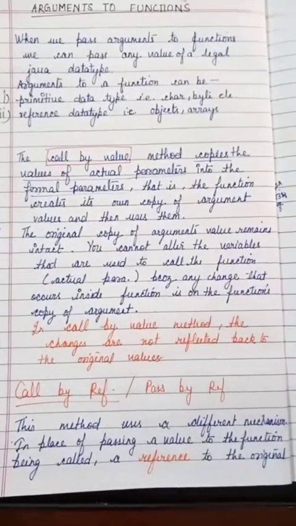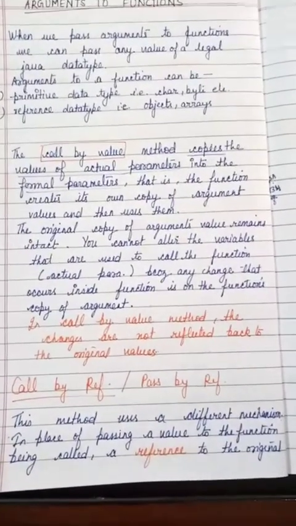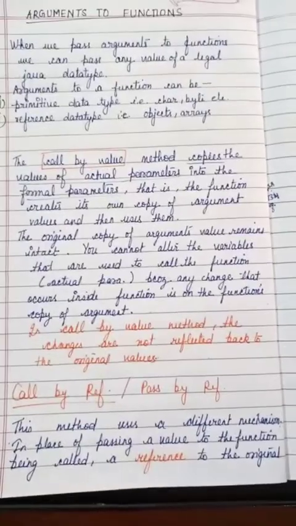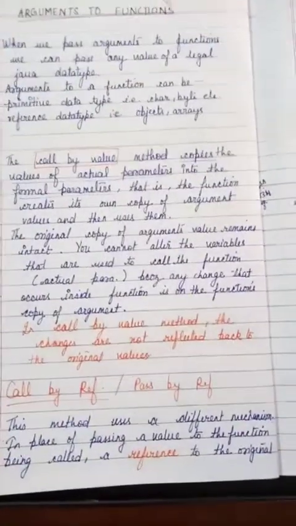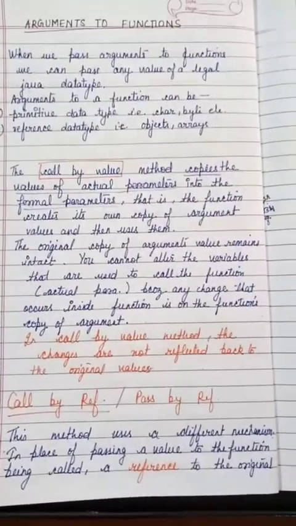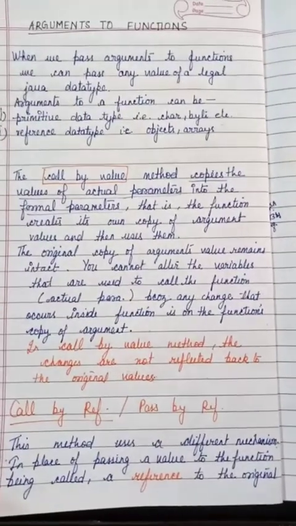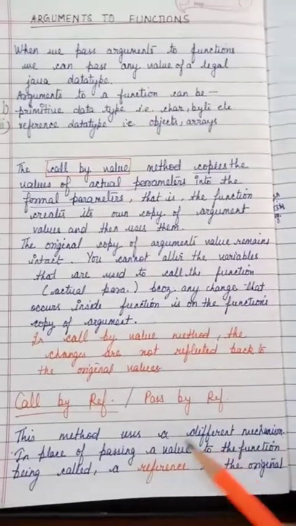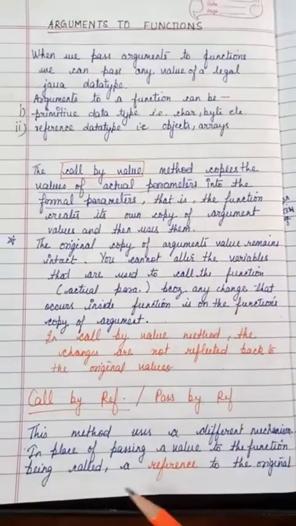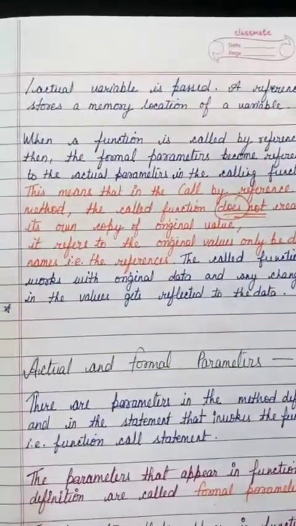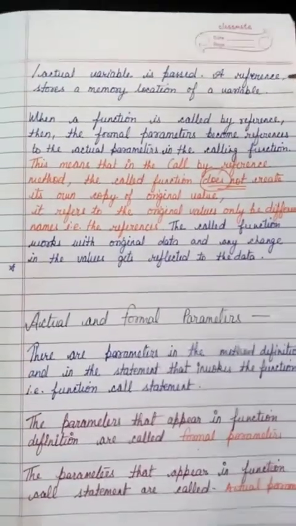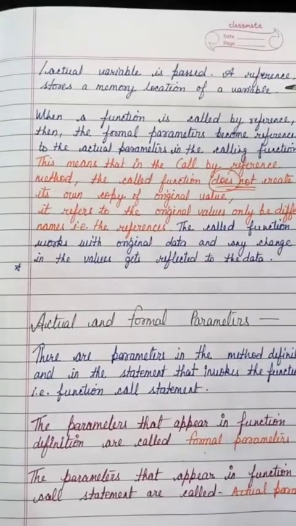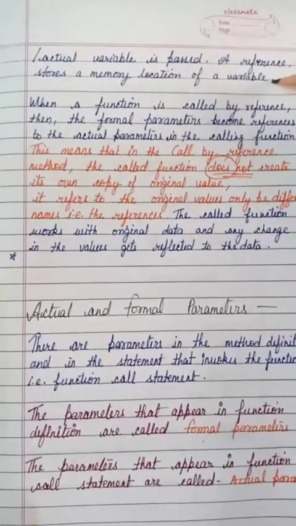Now come to call by reference method. In this method, the mechanism is different. In this, we don't pass the values. We pass the reference to the original values in the form of a class object. So in place of passing a value to the function being called, a reference to the original or actual variable is passed, and a reference stores a memory location of a variable.